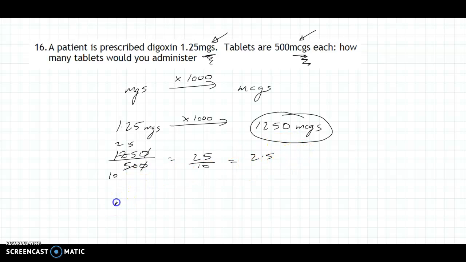So the answer is 2.5 tablets. Doesn't make sense? Well, if you had 2 of those, you'd have 1,000 micrograms, and then another half would be 250 onto that. So it does make sense.